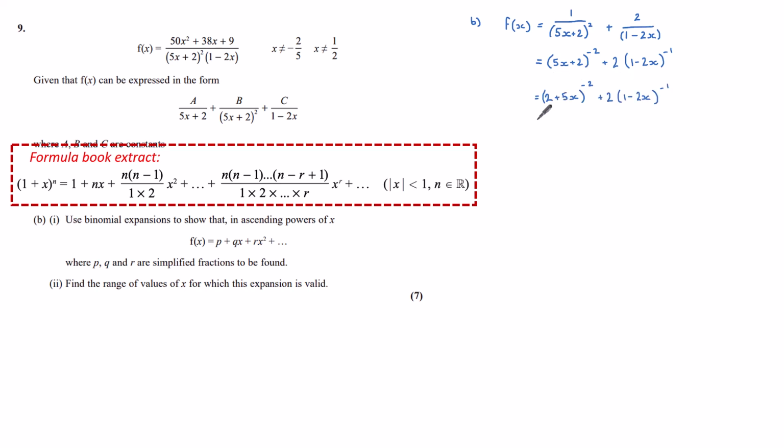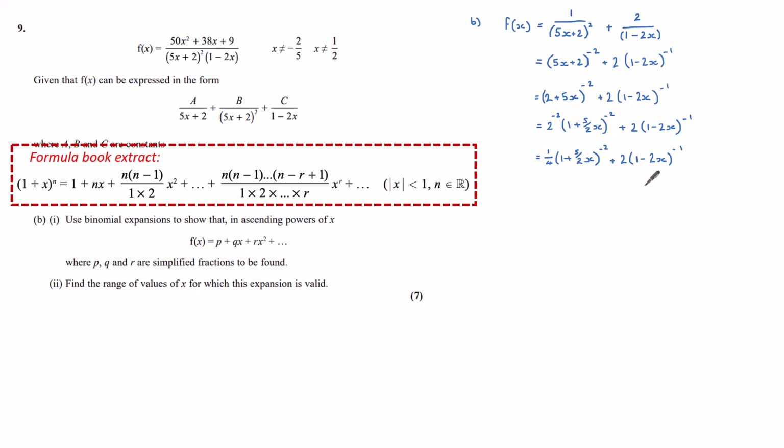5x plus 2 is the same as 2 plus 5x. And so now I can take out a factor of 2. And when taking out a factor of 2, this 2 is also risen to the power of minus 2. When you take out a factor, it is also risen to the same power. So 2 to the power minus 2, lots of (1 plus 5 over 2 x) to the power of minus 2. 2 to the power minus 2 is 1 over 2 squared, which is a quarter. So we have a quarter lots of (1 plus 5 over 2 x) to the minus 2 plus 2 lots of (1 minus 2x) to the minus 1.